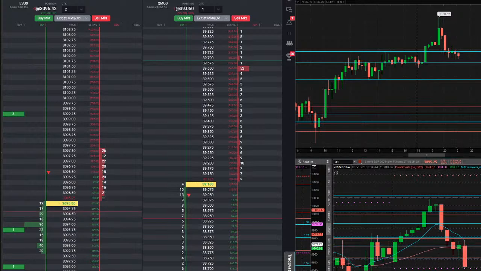Like, order filled. There we go. Got one filled. Move this down just to be safe. I like to move down to break even or break even plus 1 or 2 after I get a nice move.